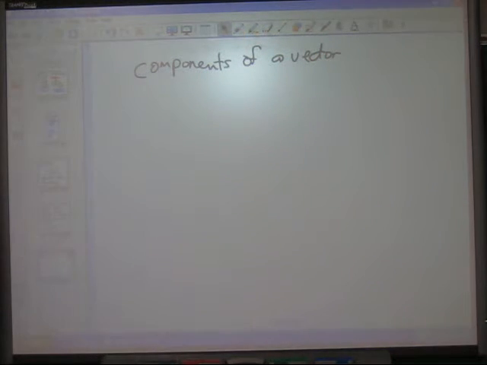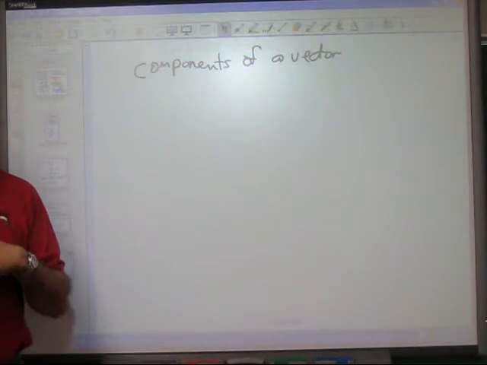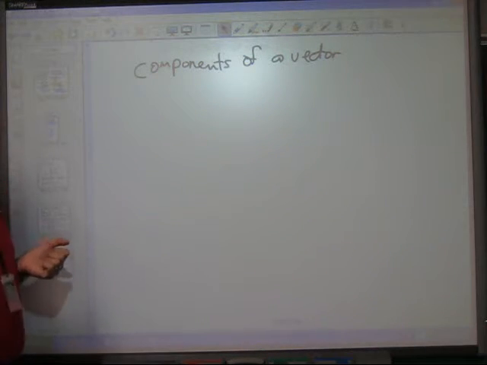And when I ask for components of a vector, what I'm asking for is how much of a vector is working in the x direction only, and how much of a vector is working in the y direction only. So we break it apart, and we look at just the x direction part of it and just the y direction part of it, and when we write it, we use those unit vectors to help us write that out.